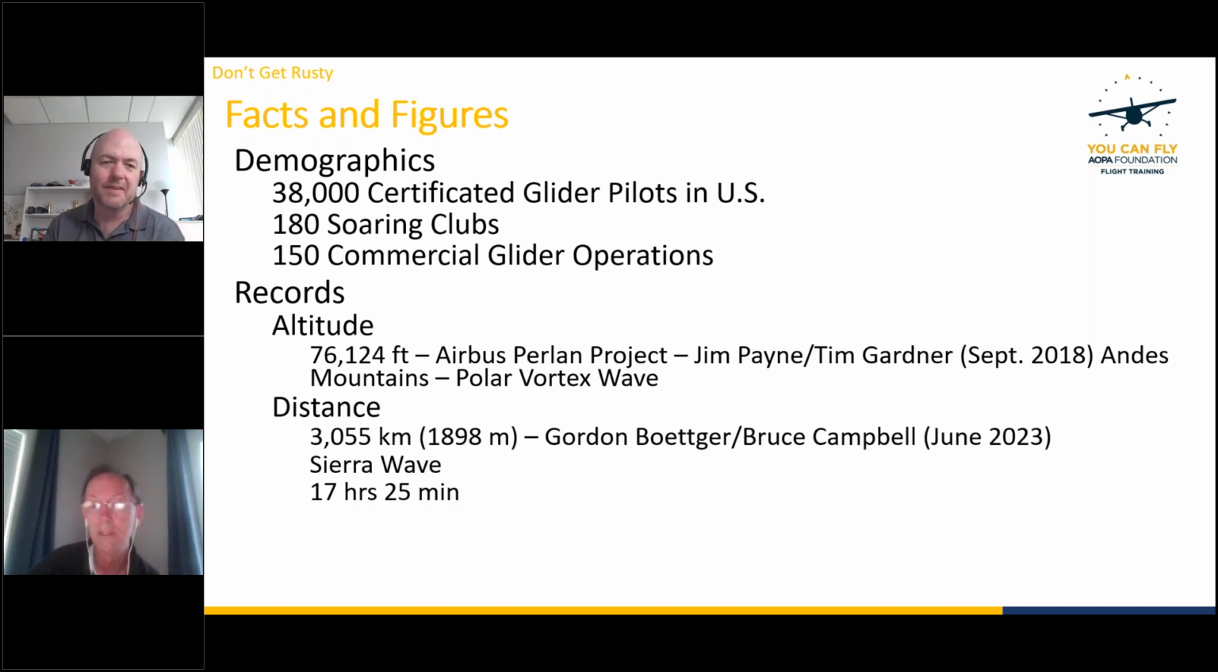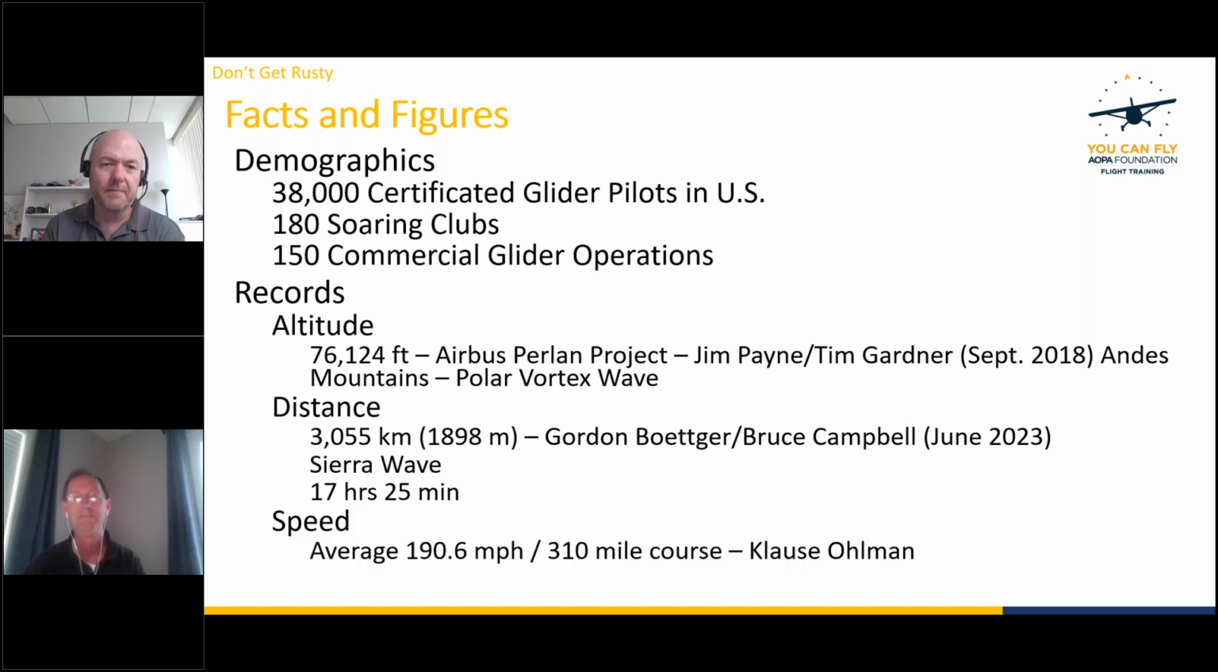The distance record in a glider was just set back in June by a couple of guys in California flying wave in California. They were up for 17 and a half hours. Wow. And flew almost 1,900 miles. Two-place glider, I assume, with that, because there's 2 of them there. Yep, 2-place glider. Okay.